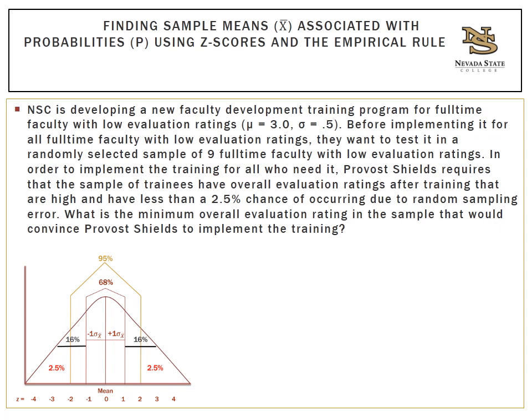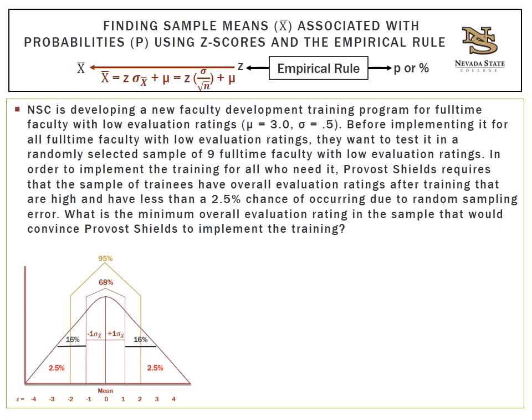So now let's flip our flow chart. Still working with sample means, but now we're starting off with a specific p-value, or in this case percentage. We're going to use the empirical rule to identify the z-score associated with it. Then we're going to convert that z-score into a sample mean using the sample mean formula. So go ahead and take a minute to read this problem and then we'll break it down.